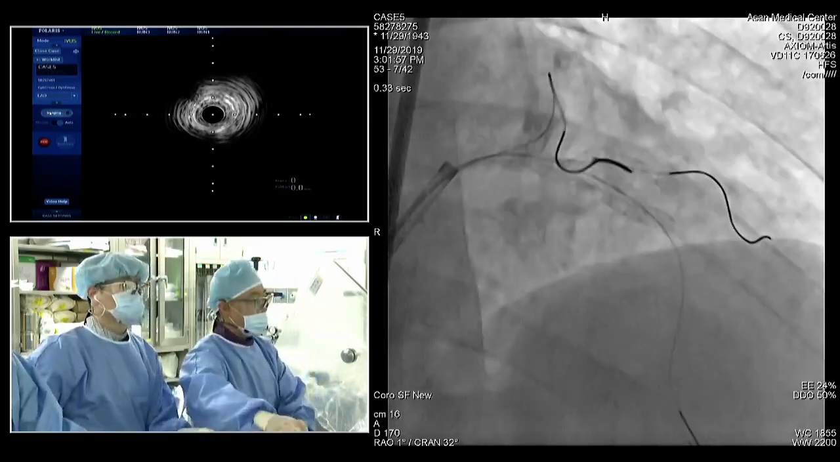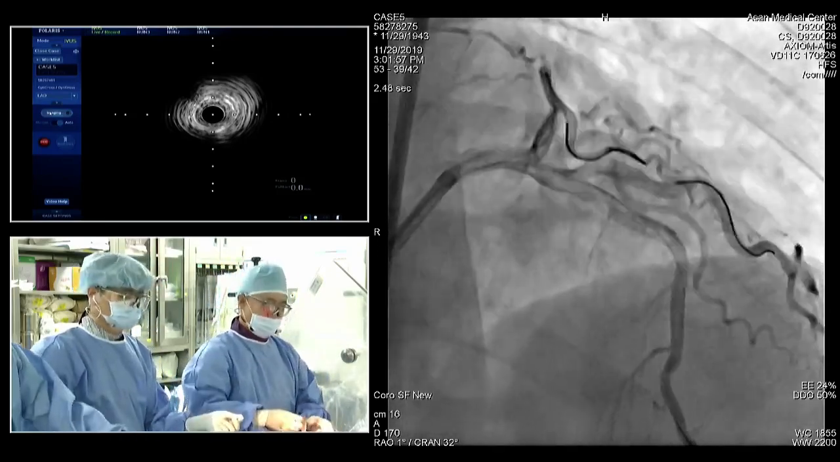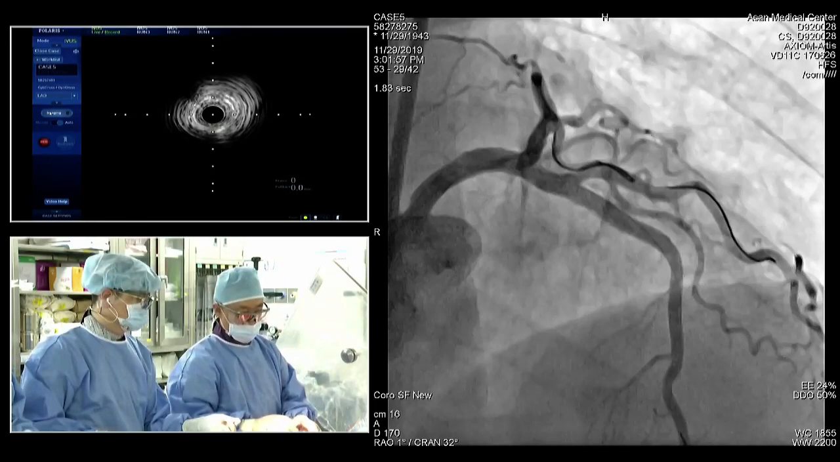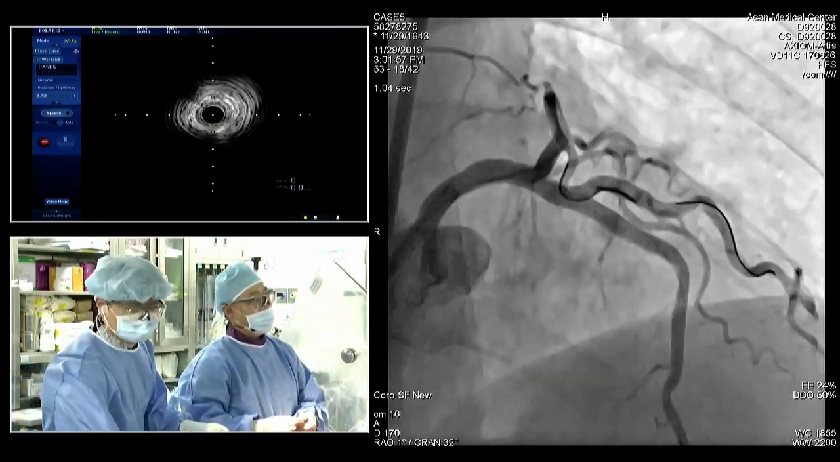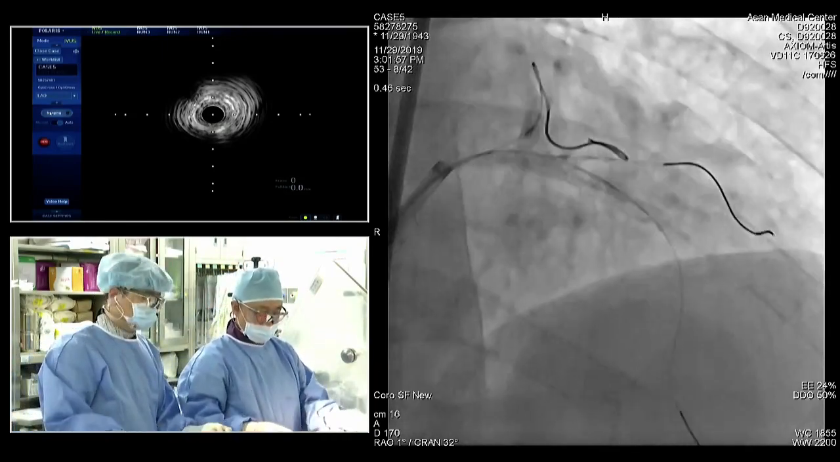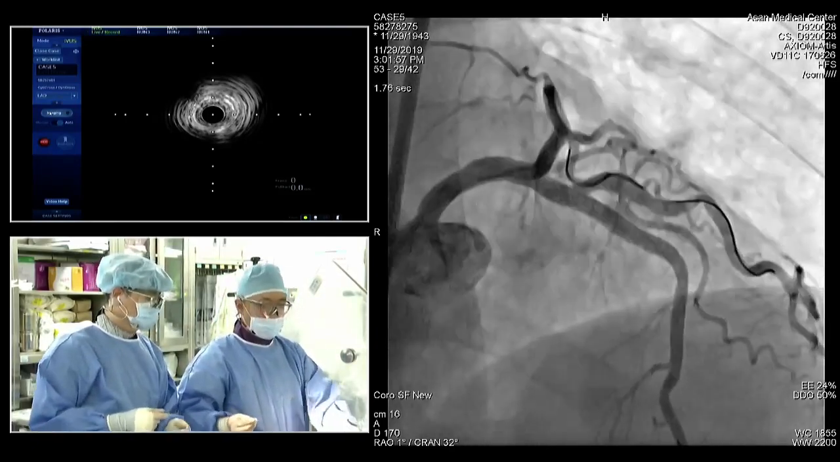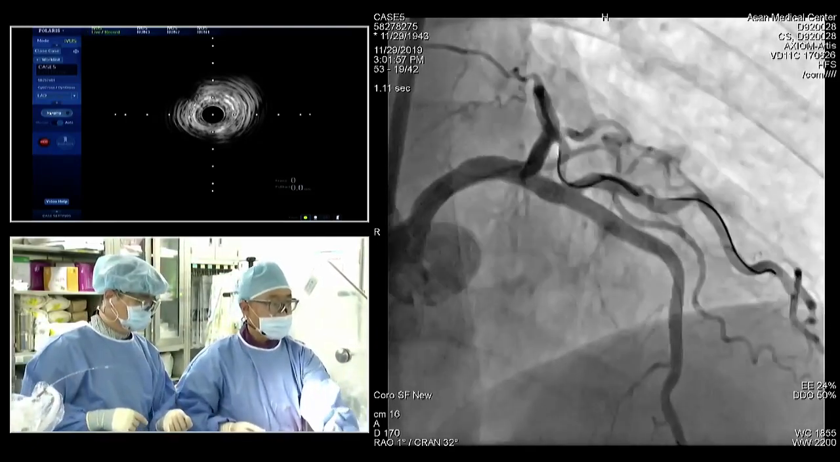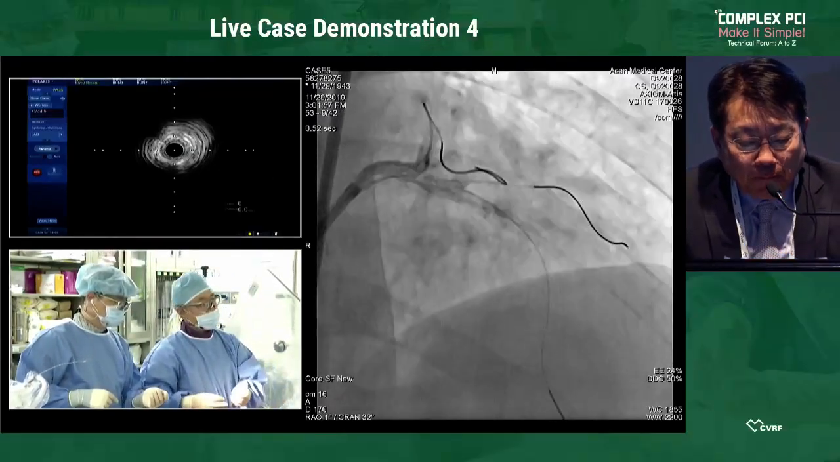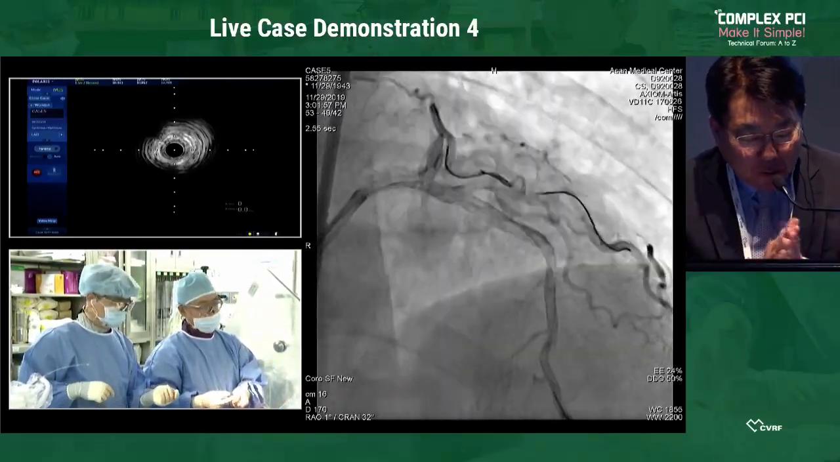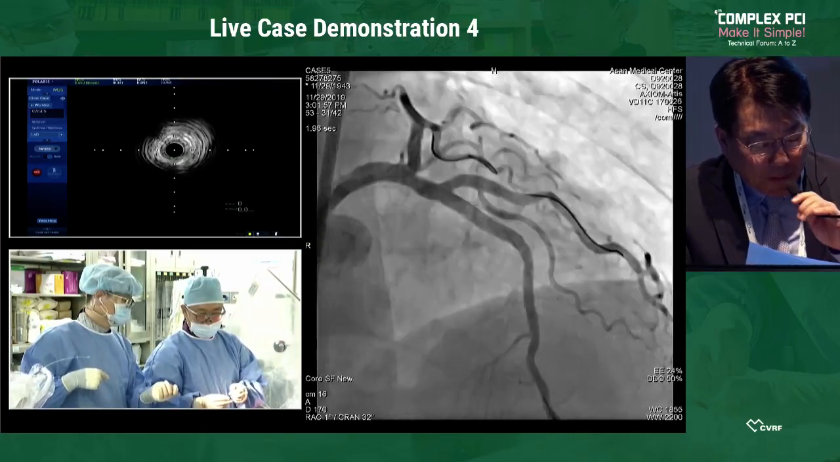So would you like to check the final IVUS evaluation? Right, IVUS. Congratulations. This is a really complex left main subset, as we were going to do upfront two stents, two-stent crush with main branch crushing. We're going to make it simple, right? Thank you. It's a good case. Thank you.